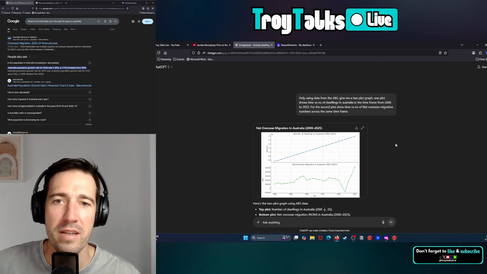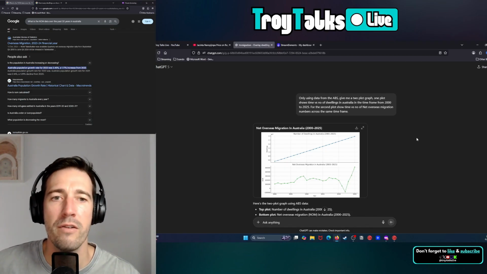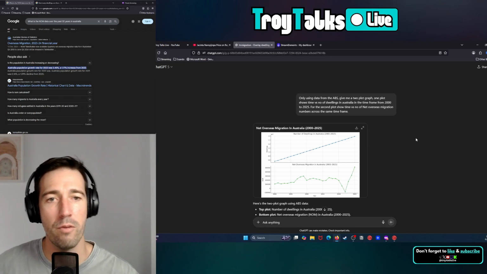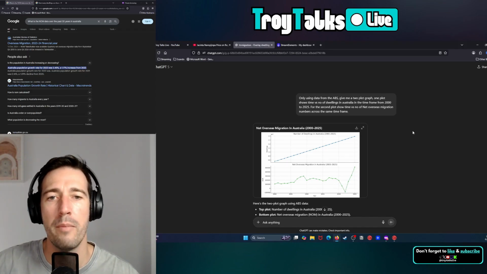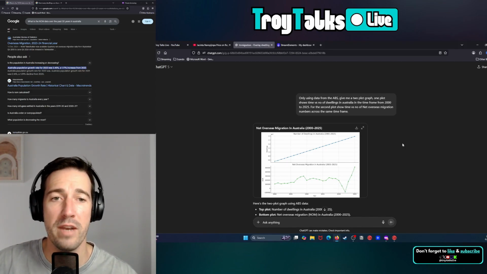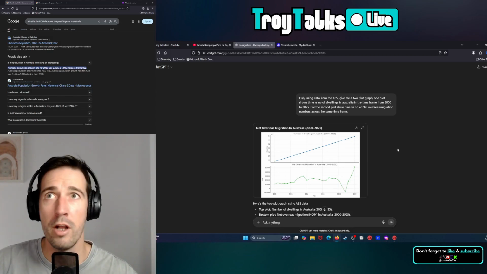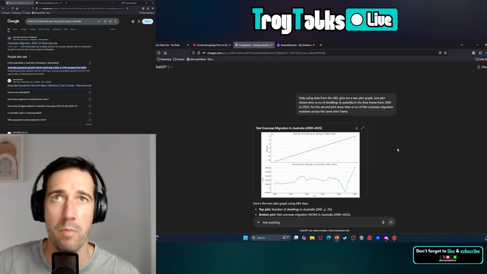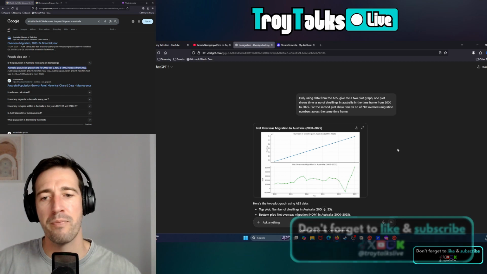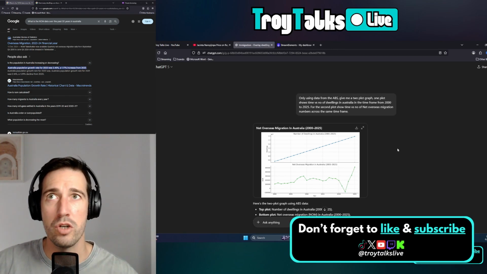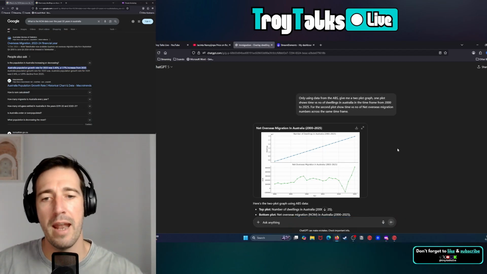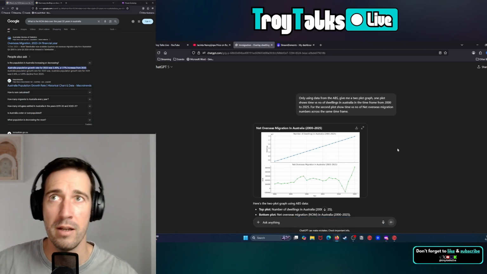I said, only using data from the Australian Bureau of Statistics, give me a 2-plot graph, one plot showing time versus number of dwellings in Australia in the time frame from the year 2000 to now. And for the second plot, show me time versus net overseas migration numbers. The term they're using is NOM, net overseas migration, which basically means the net number of migrants that have moved into Australia, taking into account how many moved in and how many moved out. So it's just a net figure.